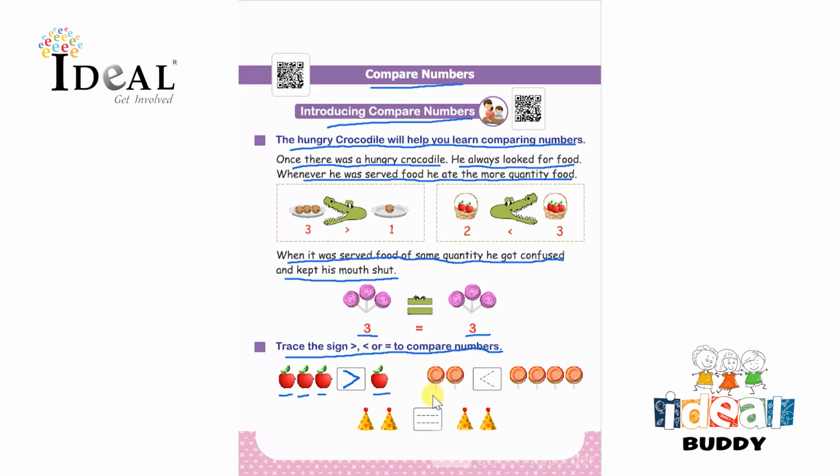Similarly, over here we have 1, 2 candies. Over here we have 1, 2, 3, 4 candies. So that is 4 is greater than 2, or we can also say 2 is less than 4. Next is 1, 2, and over here also there are 1, 2 objects. So they will be using equal to sign to compare the numbers.